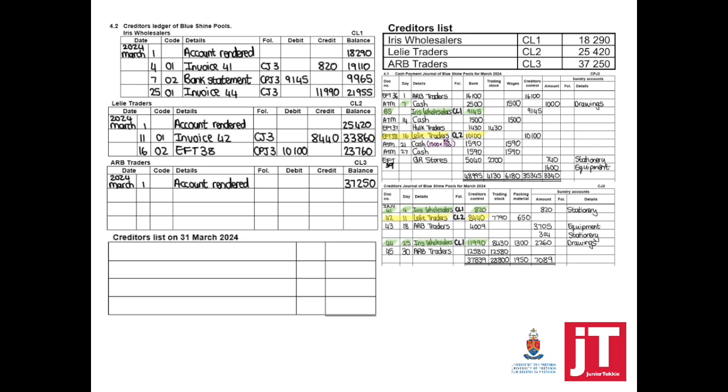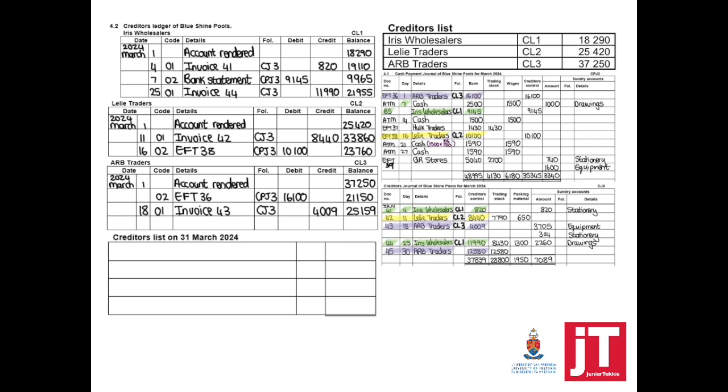Then we've got our last creditor, ARB Traders. We started with the opening balance, account rendered. Then on the same day, on day 1, EFT number 36, 16,100 was paid. It means that we owe now 21,115. Then on day 18, invoice number 43 from the creditors journal, the amount 4,009. My new balance is now 25,159.